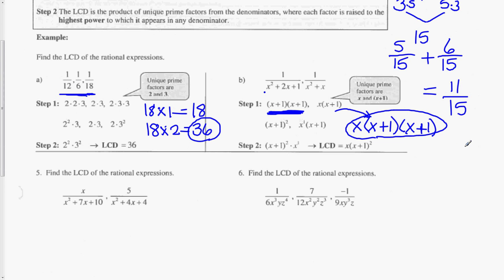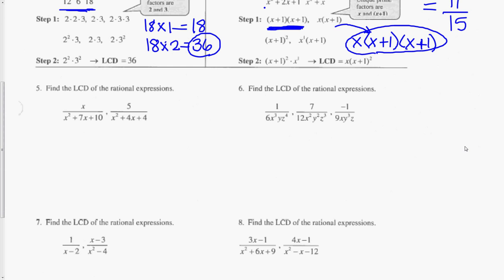All right, so in these next problems, we're not doing any adding or subtracting. We're just finding LCDs. So it's going to take a lot of factoring. We're going to spend a lot of time factoring. So in this first one, factors of 10 that add up to 7 would be 5 and 2. So x plus 5, x plus 2. In the second fraction, I've got x squared plus 4x plus 4. So factors of 4 that add up to 4 would be 2 and 2. So x plus 2, x plus 2.